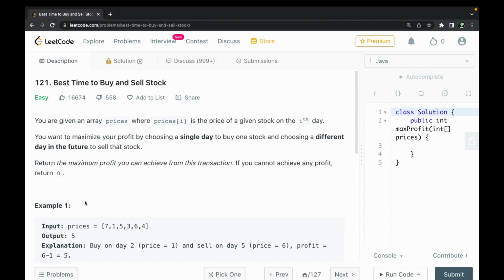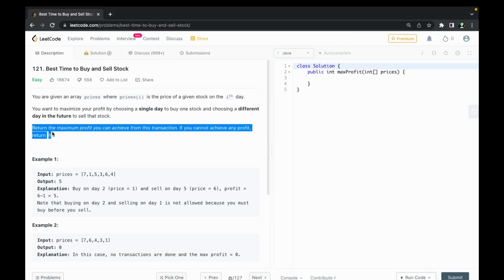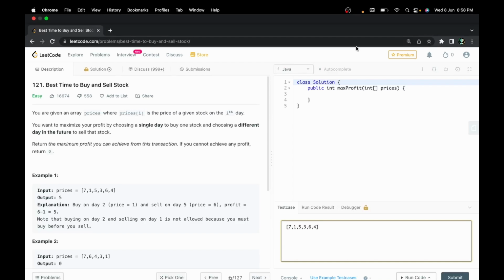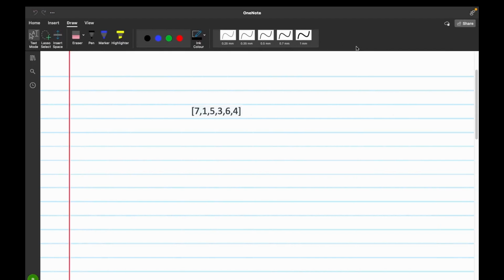Now once we are clear with what the problem says, there is one more condition that we have been given, that if we cannot achieve profit, now if we are buying the stock but we are getting negative profits again and again, we can return 0 as the answer, indicating that we were not able to achieve any profit. Now let's see how we would approach this problem through a test case.